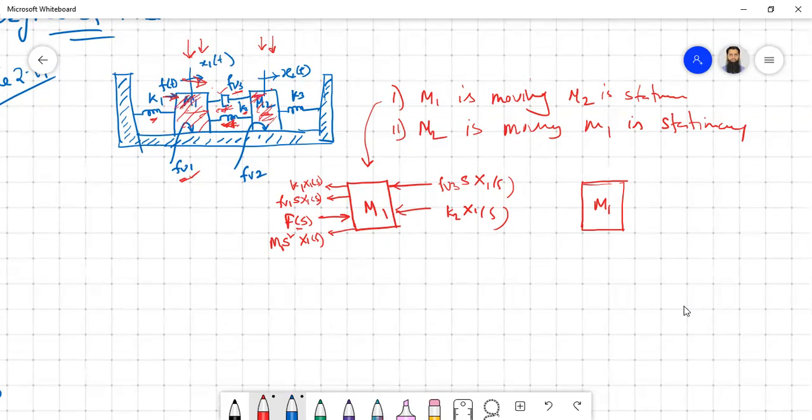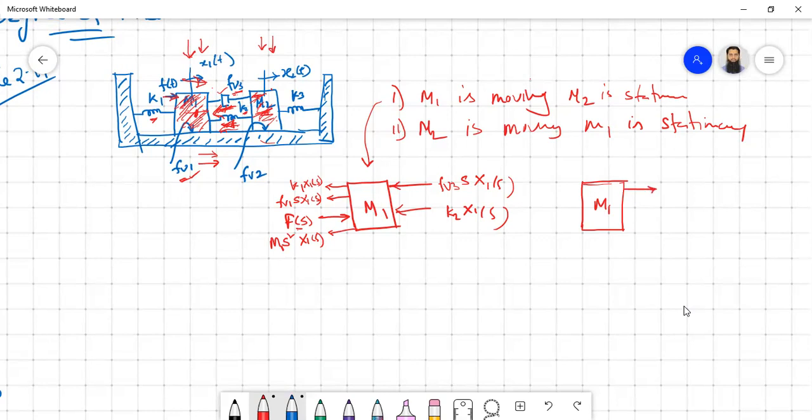But since it is a stationary body now, what will be the force on this stationary body because of the movement of M2? Whatever the force being experienced by M2, M1 will be experiencing the opposite force. So if M2 is experiencing force in this direction, then M1 will be experiencing this equal and opposite force, Newton's law, in the opposite direction. So basically, it will experience two forces because of the movement of the other particle.